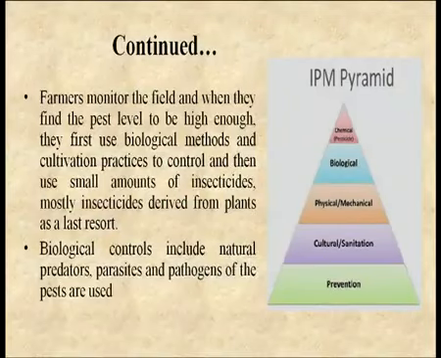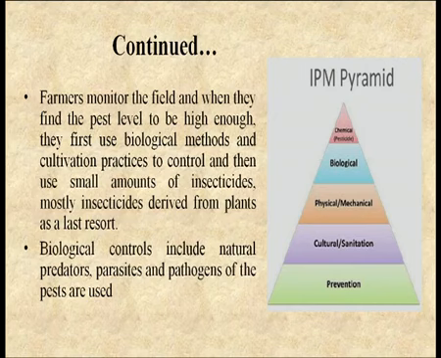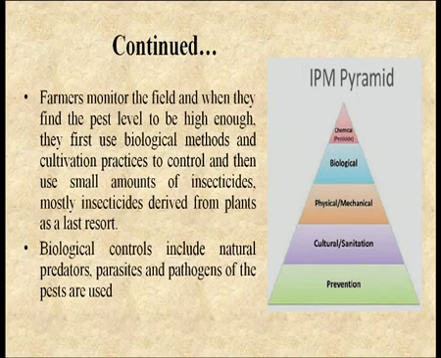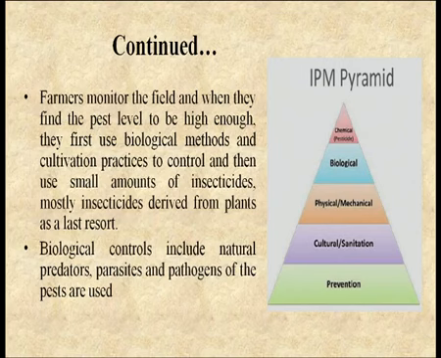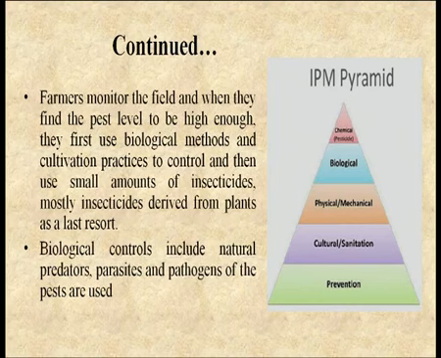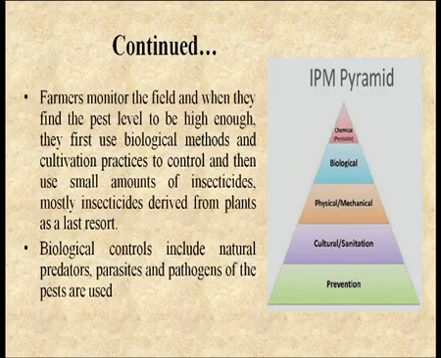Farmers monitor the field, and when they find the pest level to be high enough, they first use biological methods and cultivation practices to control, and then use small amounts of insecticides, mostly insecticides derived from plants, as a last resort. Biological controls include natural predators, parasites and pathogens of the pest.